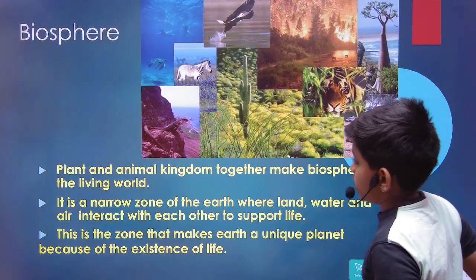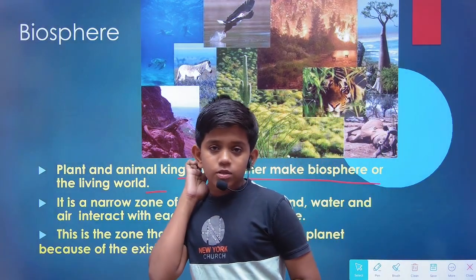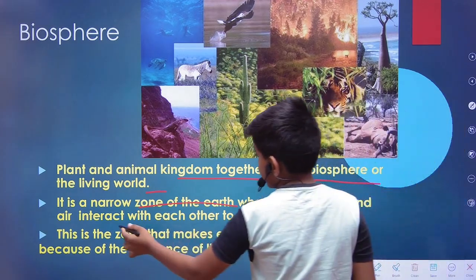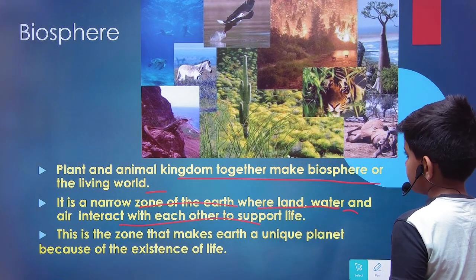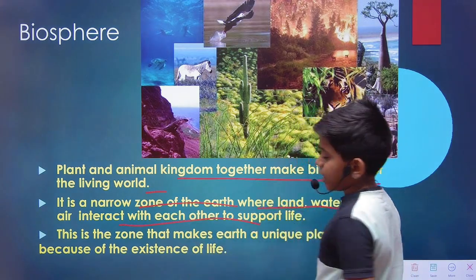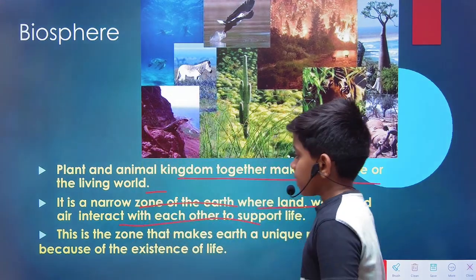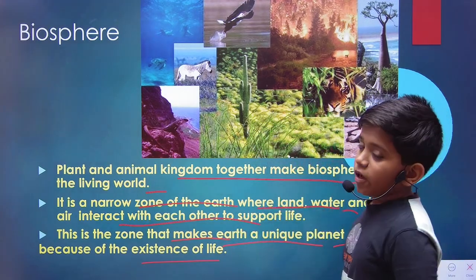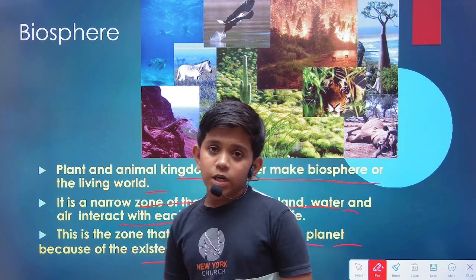Next, biosphere. Plant and animal kingdom together make the biosphere or the living world. So the plants, animals, all the kingdoms of these make up the biosphere. It is a narrow zone of the earth where land, water and air interact with each other to support life. This is the main definition of biosphere. This is the zone that makes the earth a unique planet because of the existence of life. So here life is present, and the earth is the only planet where life is present. So because of the biosphere it is possible.